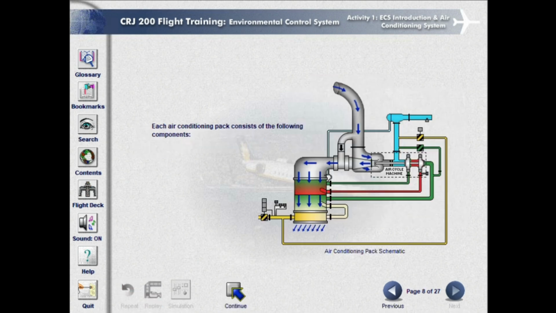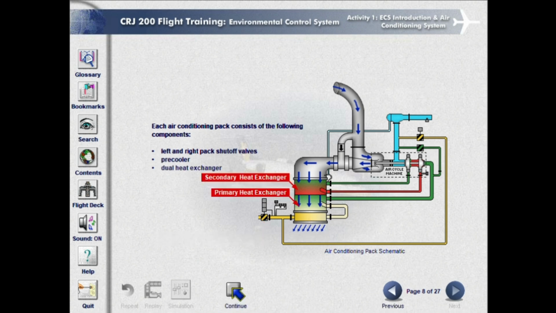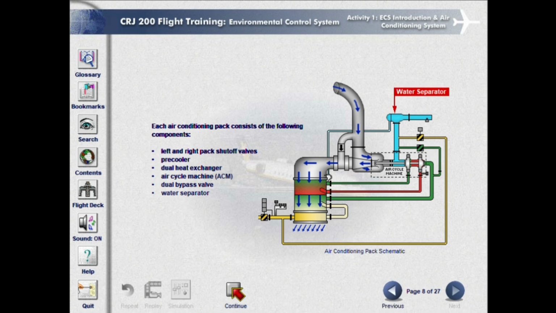Each air conditioning pack consists of the following components: left and right pack shutoff valves, pre-cooler, dual heat exchanger, air cycle machine, dual bypass valve, water separator, and ducting.